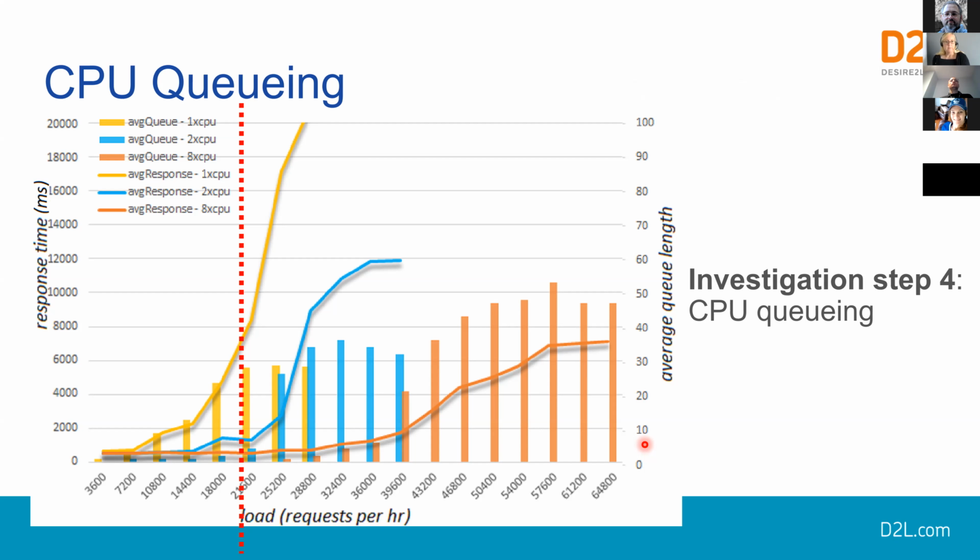So now we've confirmed that the root of that slow response problem that we solved by increasing processor count was a queuing problem.